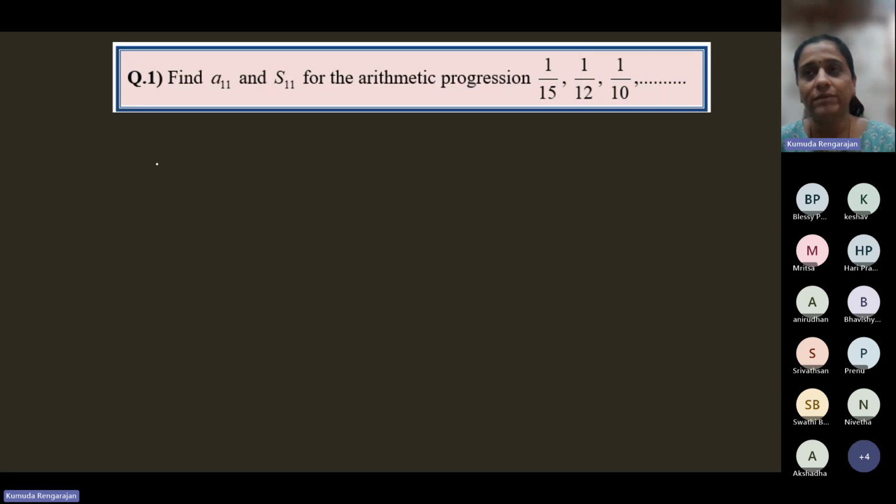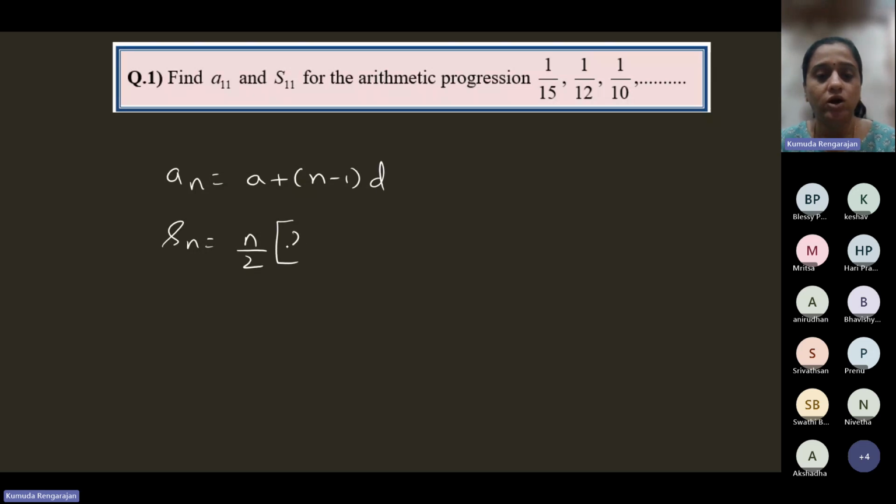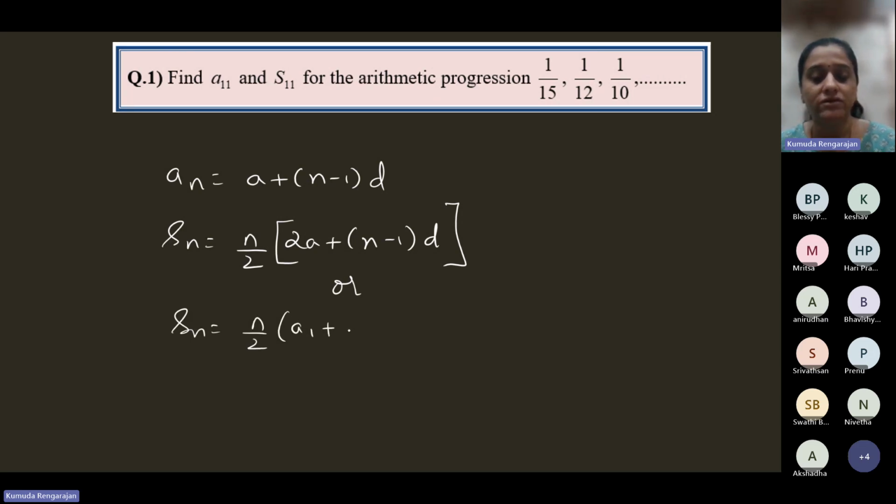So for this chapter, we have only these two formulae to remember. An is equal to a plus n minus 1 into d, and Sn is equal to n by 2 of 2a plus n minus 1 into d, or Sn is equal to n by 2 of the first term plus the last term, or the nth term, an or l.